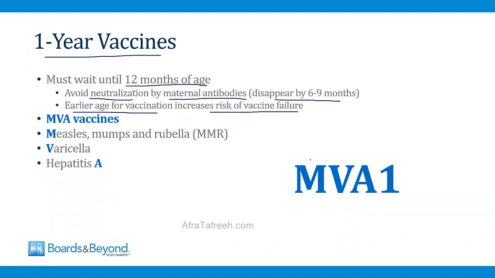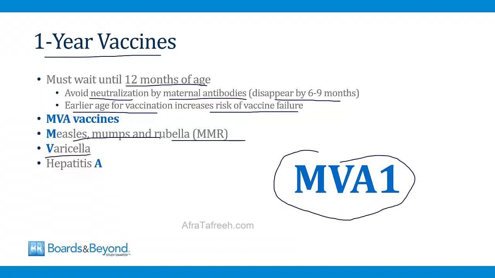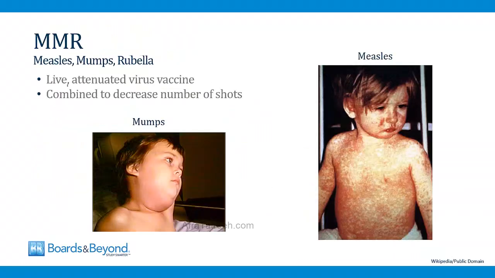You can remember the 1-year vaccines by the mnemonic MVA1. The M is for measles, mumps, and rubella, which is often called the MMR vaccine. The V is for varicella, and the A is for hepatitis A. The MMR vaccine is a live attenuated virus vaccine. It contains attenuated viral particles for the viruses that cause measles, mumps, and rubella.